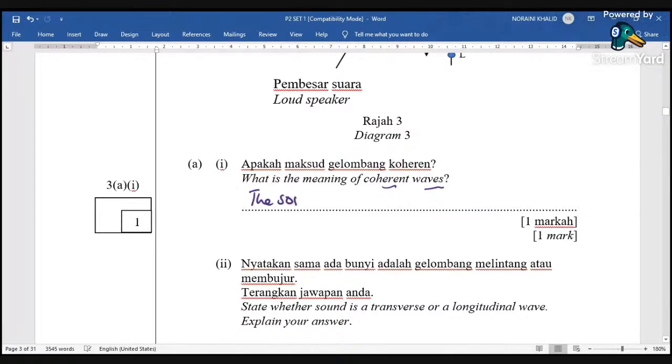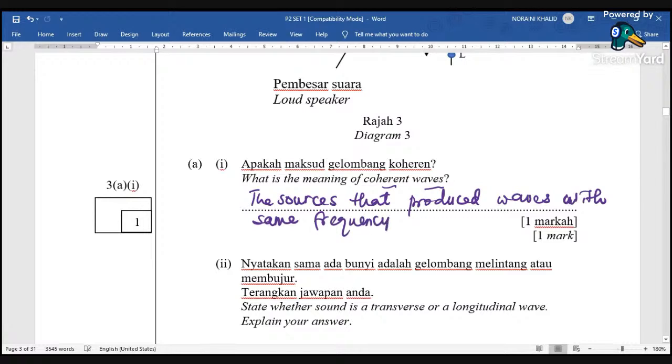The sources that produce waves with same frequency. Okay. The rest also can be added like amplitude and same phase. So we call it coherent sources.